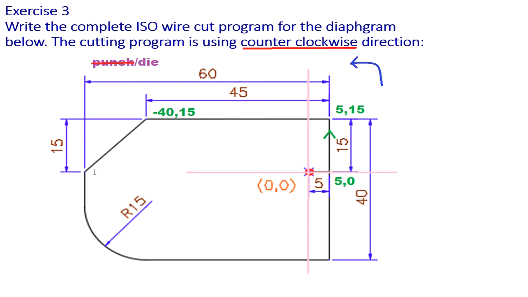And then the next point is here. 60 minus 5, minus 55, Y 0. And then this one is minus 55, Y is 40 minus 15, 25, 25 minus 15. So minus 10.